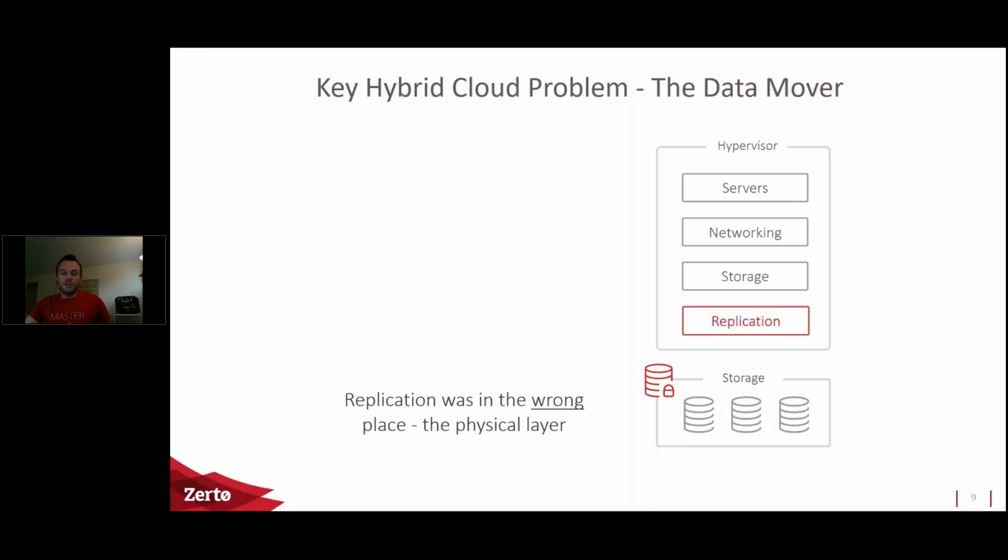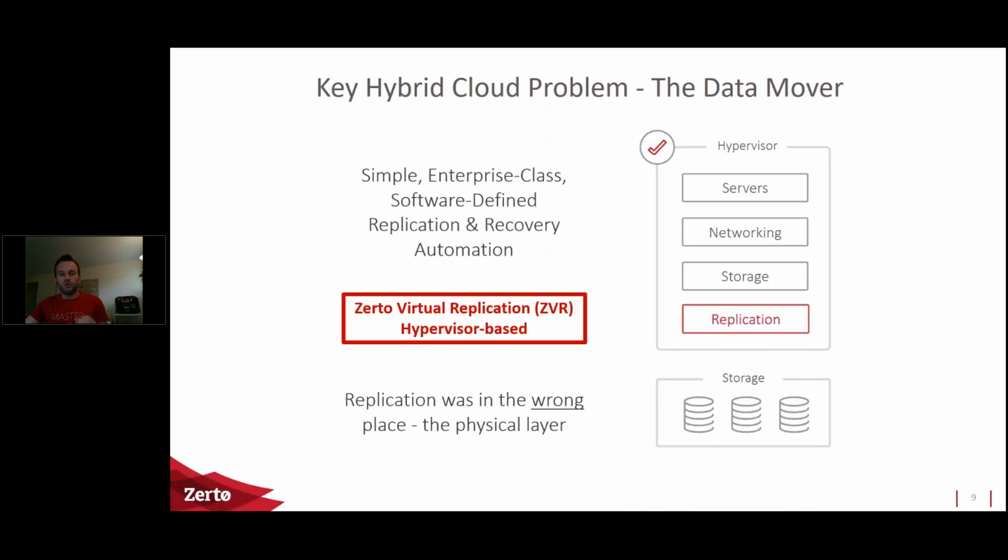In that when we GA'd back in 2011 and we moved the replication and the automation up into the hypervisor, we made it software defined, we made it simple, and we removed the lock-in. And this allowed you to replicate between any different storage, between your on-prem data centers, between different hypervisor versions, different vSphere versions, but it also importantly allows you to then free up your environment and replicate to the cloud.